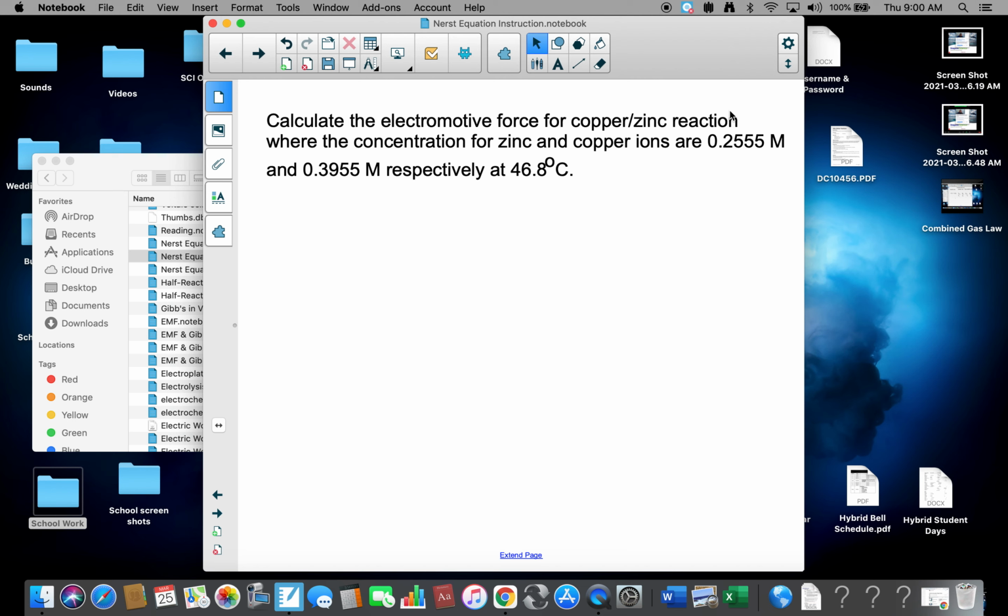All right, finally do this one. Calculate the electromotive force for the copper-zinc reaction where the concentrations of zinc ion and copper ion are 0.2555 molar and 0.3955 molar respectively at 46.8 degrees Celsius.